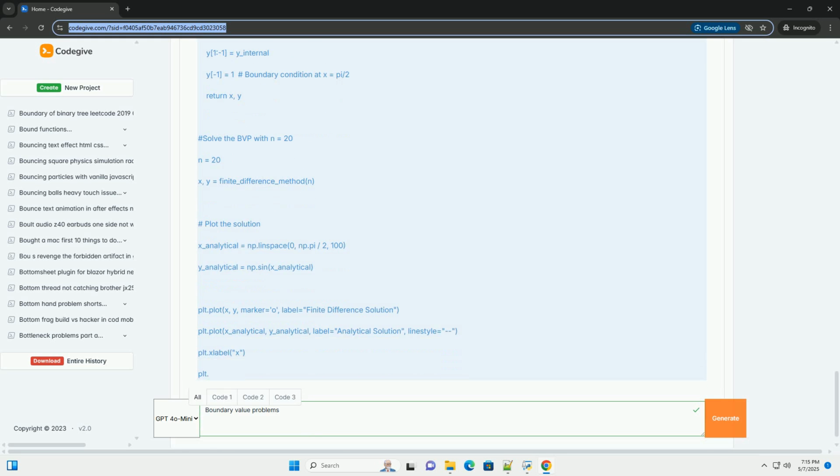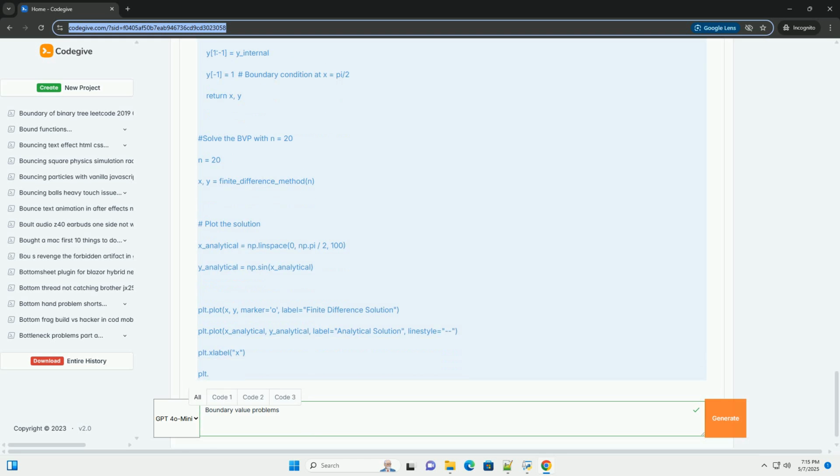Explanation. 1. Conversion to a system of first-order ODEs: a second-order ODE needs to be converted into a system of two first-order ODEs for use with solve_ivp. We let y1 equals y and y2 equals y'. Then, y1' equals y' and y2' equals y''. Since y'' equals -y, we have the system: y1' equals y2, y2' equals -y1.